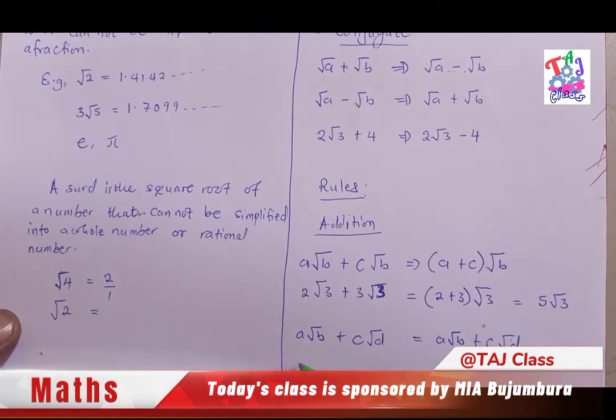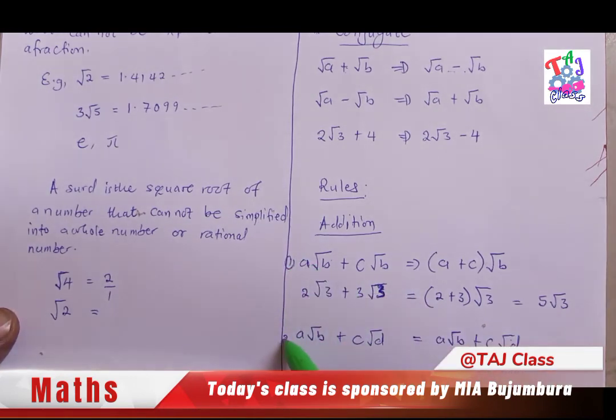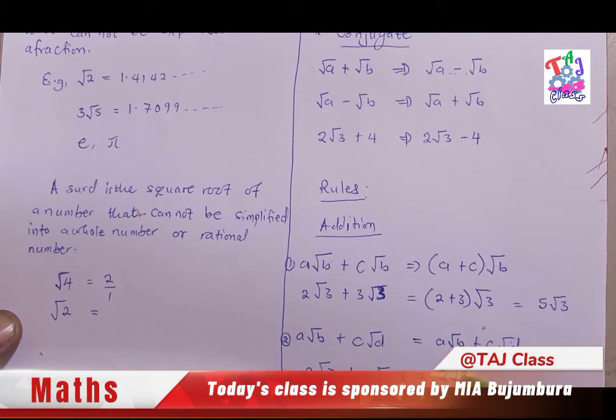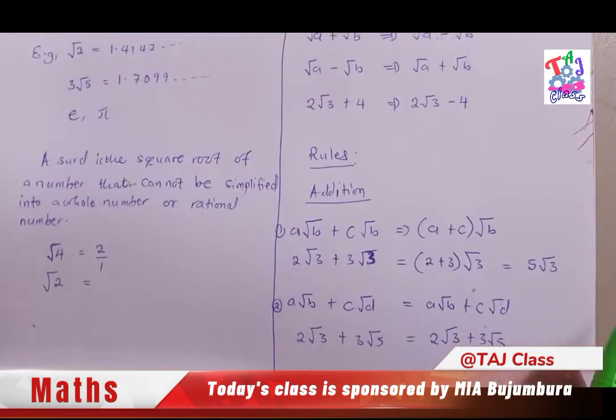Let's say if you have, for example, this is number 1. So, number 2. If you have 2√3 plus now 3√5, like I've done it there, this one will remain as 2√3 plus 3√5. It does not change because the numbers under root are different, so you don't do anything on that.